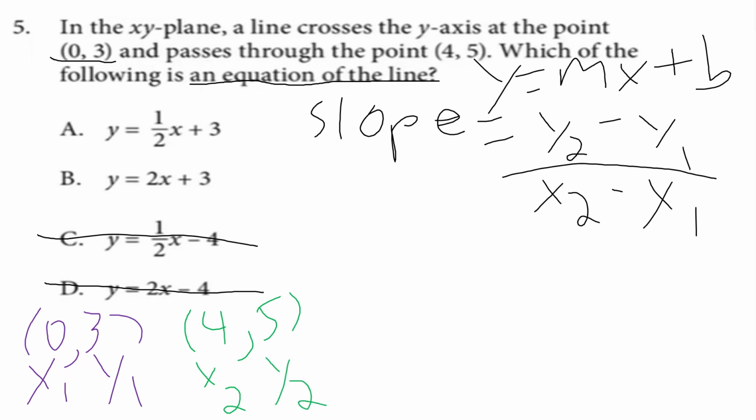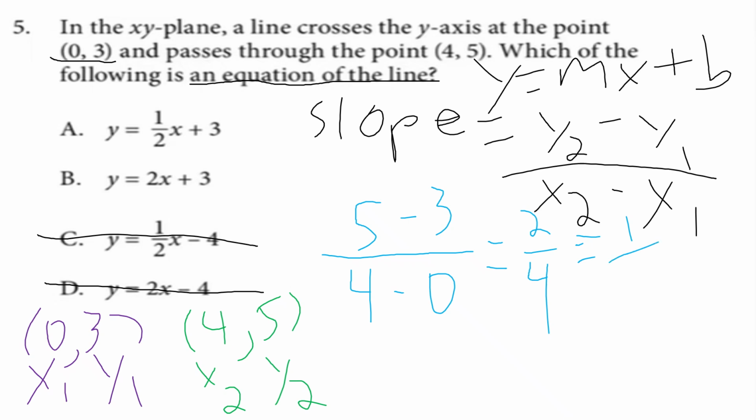So now we plug those numbers into that equation. I'm going to use this light blue. So y2, 5, minus y1, 3, divided by x2, which is 4, minus x1, which is 0. That gives us 5 minus 3 is 2, and 4 minus 0 is 4. And if we simplify it, 2 over 4 is equal to 1/2.